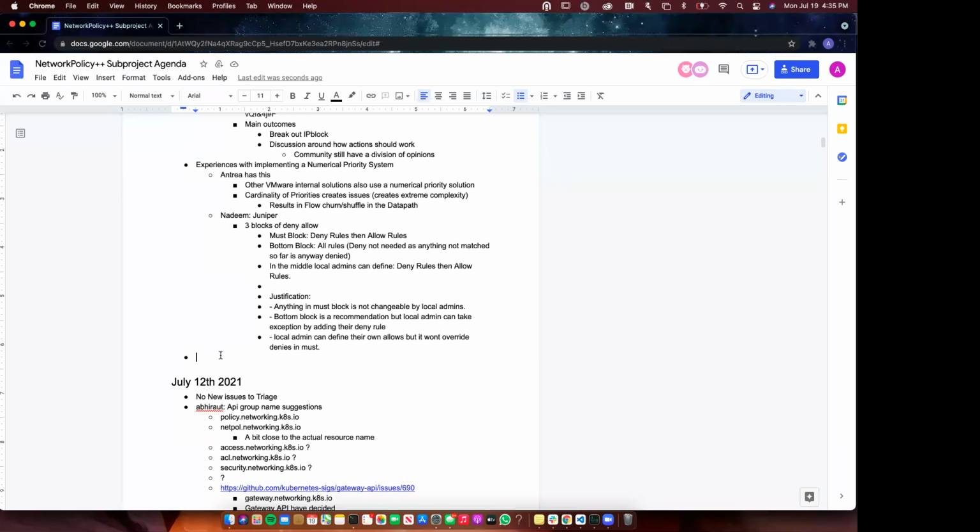When you say multiple blocks, are you referring to multiple blocks all within the cluster admin's control, or multiple blocks, one block per persona? No, in this case, the three blocks, the top and bottom blocks are in the CNP space. The middle block is what we left for the namespace admin.